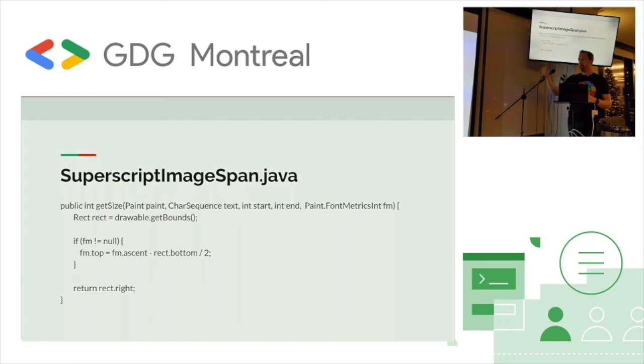So in the case of our superscript image span, in the get size, we're going to get the bounds of our image, just to be sure that we have the correct size. We have to check that the font metric is not null because I removed it for brevity, but it's annotated as nullable. On some platforms and on some older devices, it's going to be null. So if you don't check, it just crashes. If it's null, then you're not screwed. You can create one and apply it to the paint.